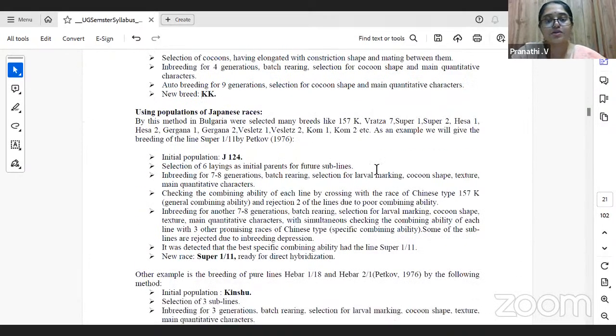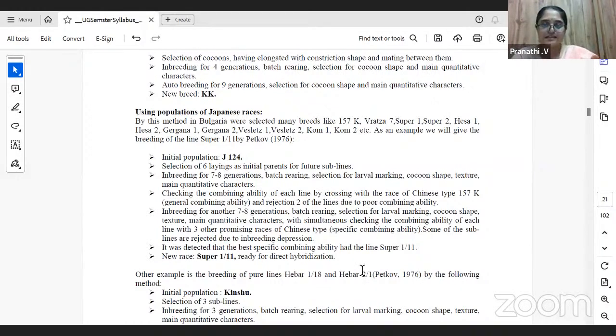Now, Japanese races also have been selected. Initial population is J124, and based on the initial layings of the eggs, especially the 6 layings, and then future sublines, keeping them in mind, selection was performed, inbreeding was done. Again, phenotypical characters are involved, and then you're going to check the ability of each line. That is, each individual race or line of this particular J124 sublines, and cross them with the Chinese subtype 157K. So, and see whether there is any kind of combining ability and hybrid vigor present.